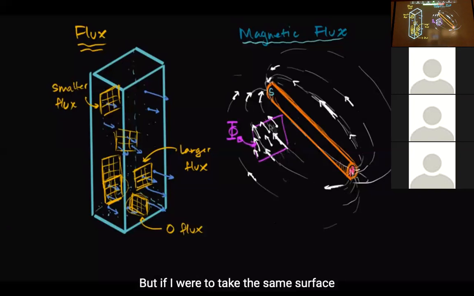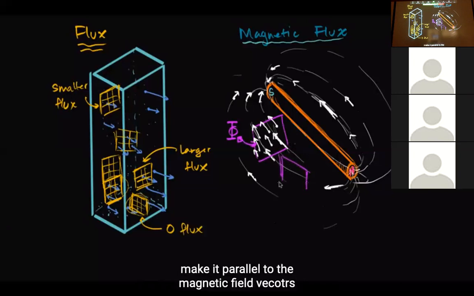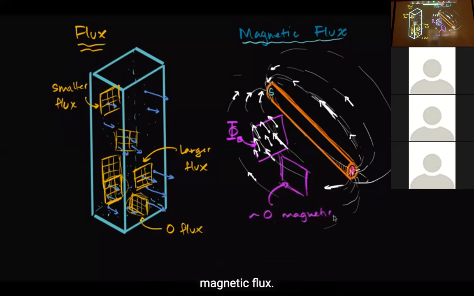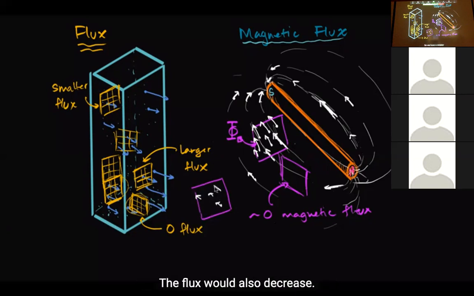But if I were to take the same surface and make it parallel to the magnetic field vectors instead of being normal, now the magnetic field vectors are parallel to it instead of being normal. So now our flux is zero. So this would have zero, or pretty close to zero, so approximately zero magnetic flux. Now, if I were to take this surface, and instead of orienting it this way, I just moved it further away, so instead of putting it here, I were to take it all the way out here where the magnetic field is weaker, we have a weaker magnetic field out here, and the flux would also be weaker.